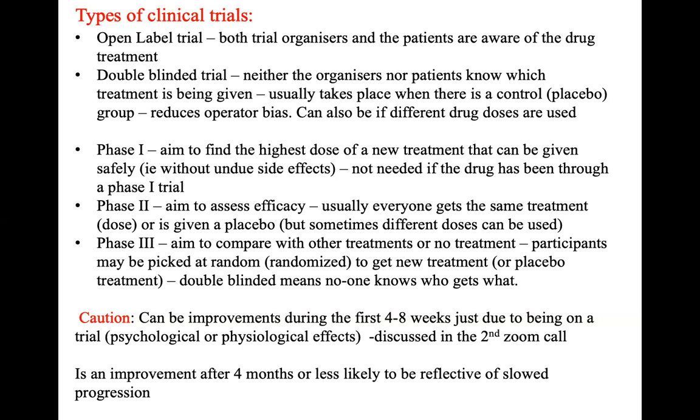Then trials can be divided into three categories. There's phase 1 trials, and the aim here is just simply to find the highest dose of a new treatment that can be given safely. So it's not assessing whether the drug's working or not. You just want to know whether there's undue side effects.